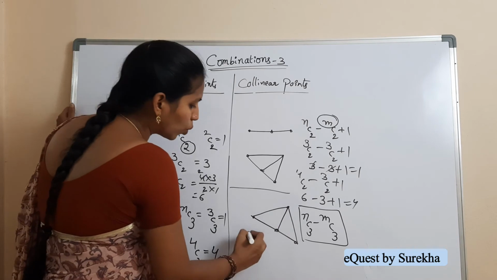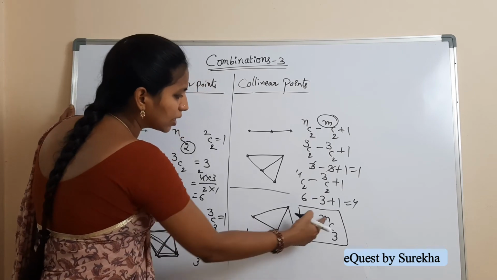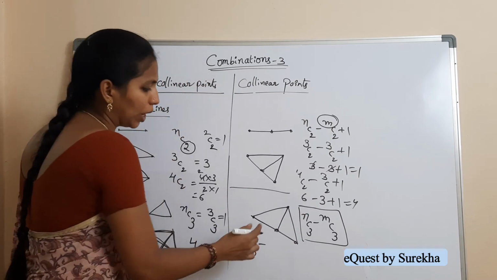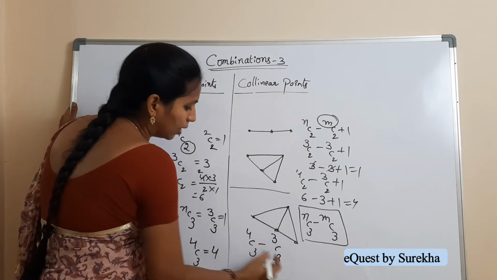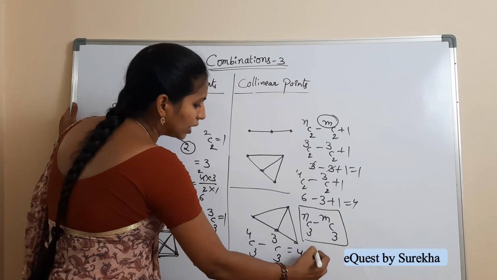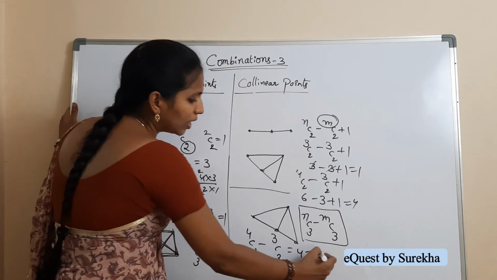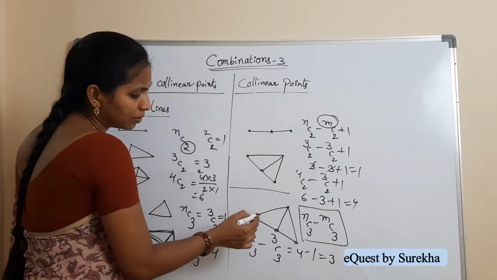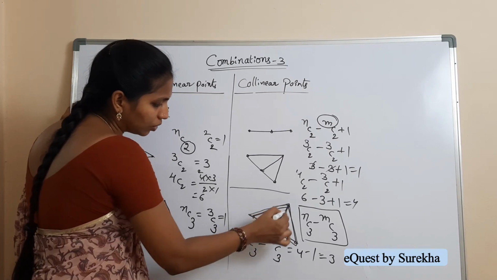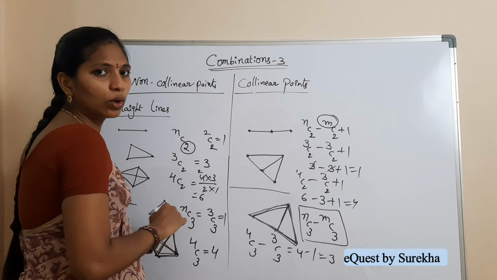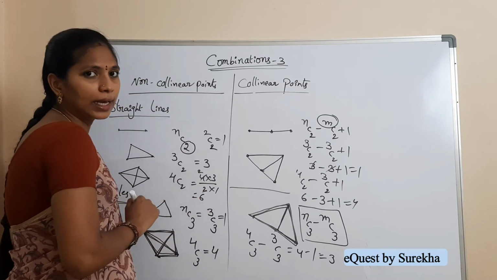Here n value is 4. 4C3 minus MC3, where m is the number of collinear points. How many collinear points are there? 3. So 3C3. 4C3 is nothing but 4. 3C3 is nothing but 1. 4 minus 1 equals 3. See, this is one triangle. This is another triangle. This is another triangle. Total there are 3 triangles.